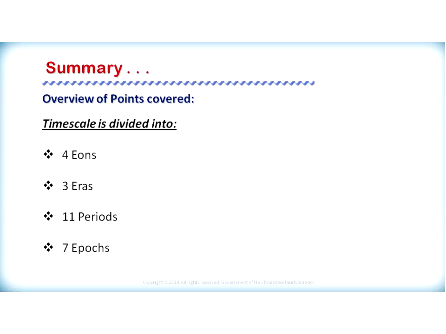In summary, the time scale is divided into 4 eons. Eons are then divided into eras, and there are 3 main eras. Eras are further subdivided into periods, of which there are 11 periods. And periods are divided into epochs, and there are 7 epochs found in the Cenozoic era.